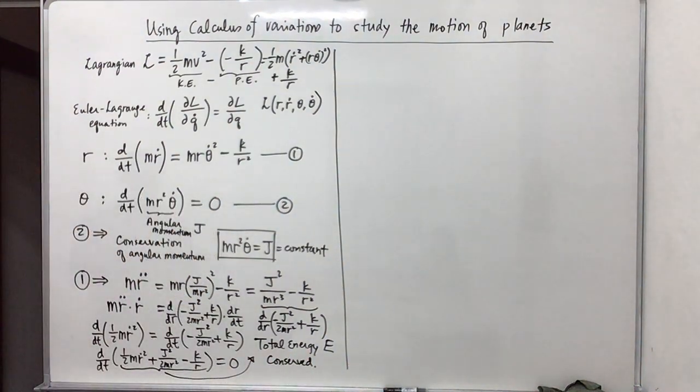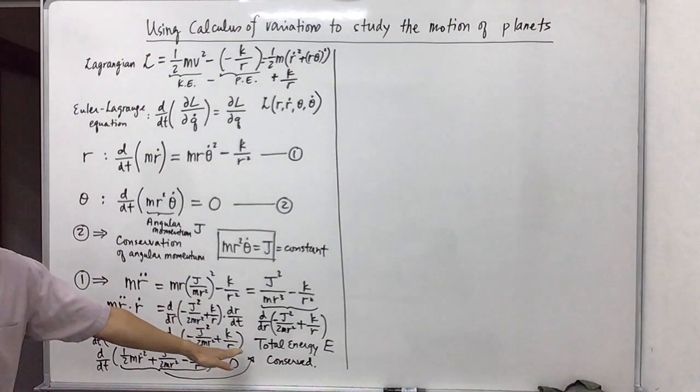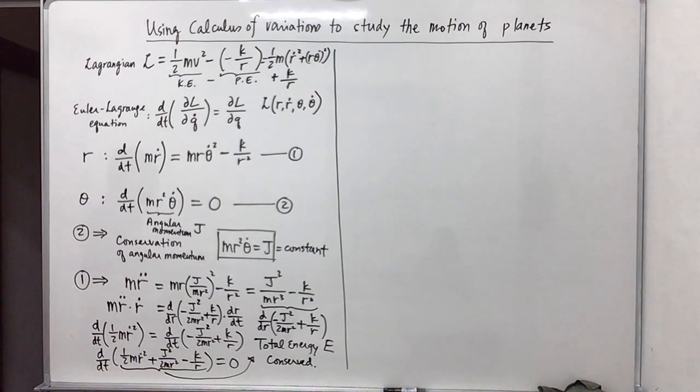So nice. Through the Euler-Lagrange equation that we worked through, we have actually discovered two useful laws of physics in the motion of planets around the sun. Conservation of angular momentum, conservation of total energy. So that's the first part that I would like to go through with you. Now the second part is that we're going to start with this total energy conservation idea and see how we can actually work out the motion of the planet, the path taken by the planet.